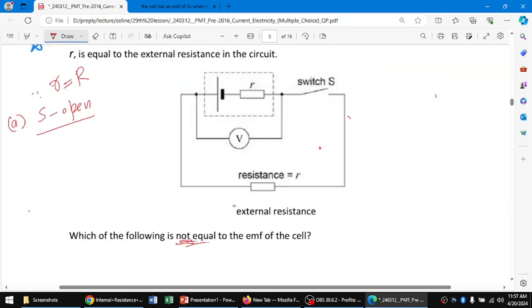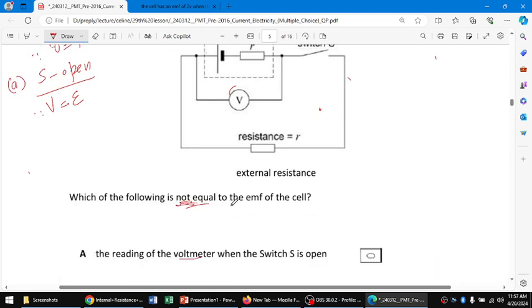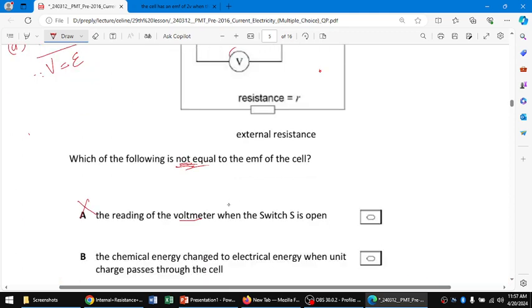So when the switch is open, no current flows through the circuit, so the voltmeter reads only the EMF of the cell. The voltmeter reads only the EMF, so that is equal to the EMF. So this is the wrong option, so A is incorrect.